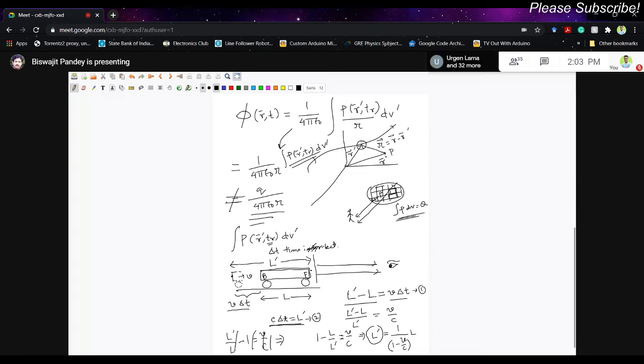And since V by C is always less than 1, suppose V by C is 0.9, a very fast moving train. So 1 minus 0.9 will be 0.1. So 1 by 0.1 will be 10 times the actual length of the train. So L prime will be 10 times the actual length of the train. Now this is different from what we have seen in relativity, length contraction. Here you can see the length has increased, right?